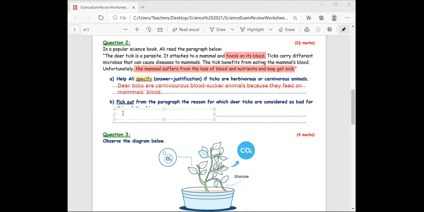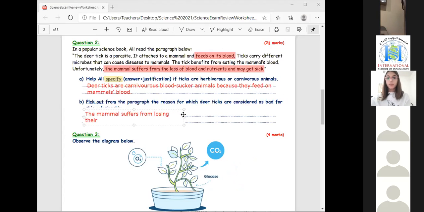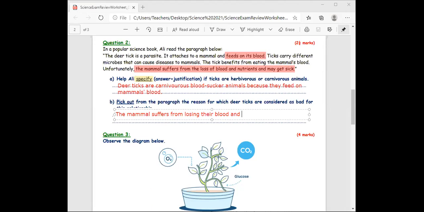So the mammal suffers from losing their blood and nutrients, which may make it sick. They may get sick because deer ticks carry microbes. Okay, they are not clean animals. Any questions about this? No.